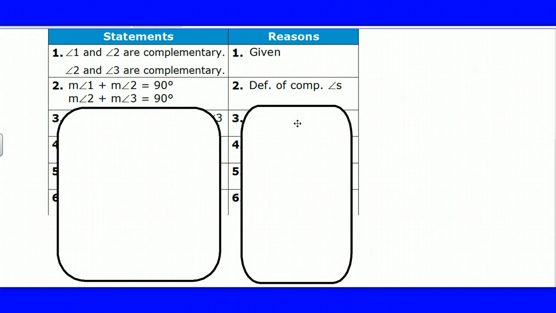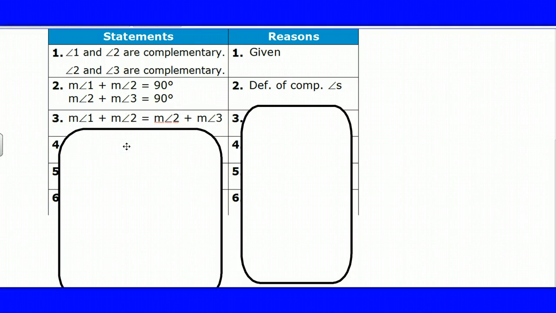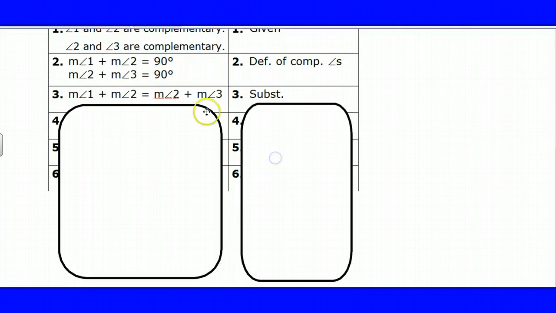Good. Okay, so now that we've said that, this is interesting. Do we see anything in step 2 that we could use? Well, these expressions both equal 90, right? So I guess we could set them equal. So we could say the measure of angle 1 plus the measure of angle 2 equals the measure of angle 2 plus the measure of angle 3. And what is our reasoning here? Well, we just substituted, didn't we?